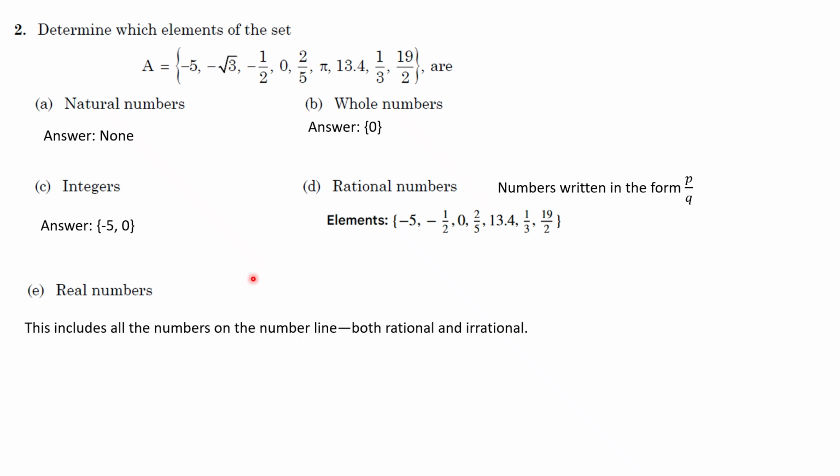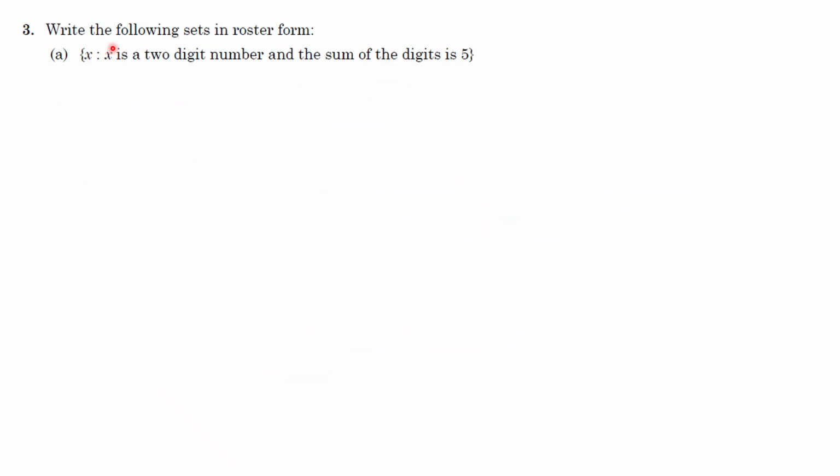Next, real numbers. Now, real numbers include all the numbers on the number line, whether rational or irrational. So, under real numbers, you will have all the elements. Okay. So, in the whole set A, all the members will come under real numbers because real numbers include rational numbers as well as irrational numbers. Now, question number 3. Write the following sets in roster form. The set of all x such that x is a 2-digit number and the sum of the digits is 5.